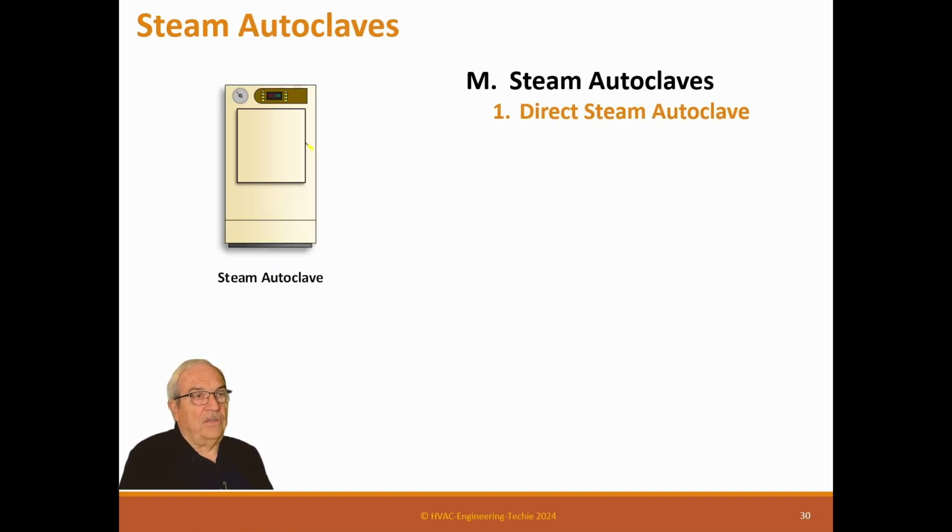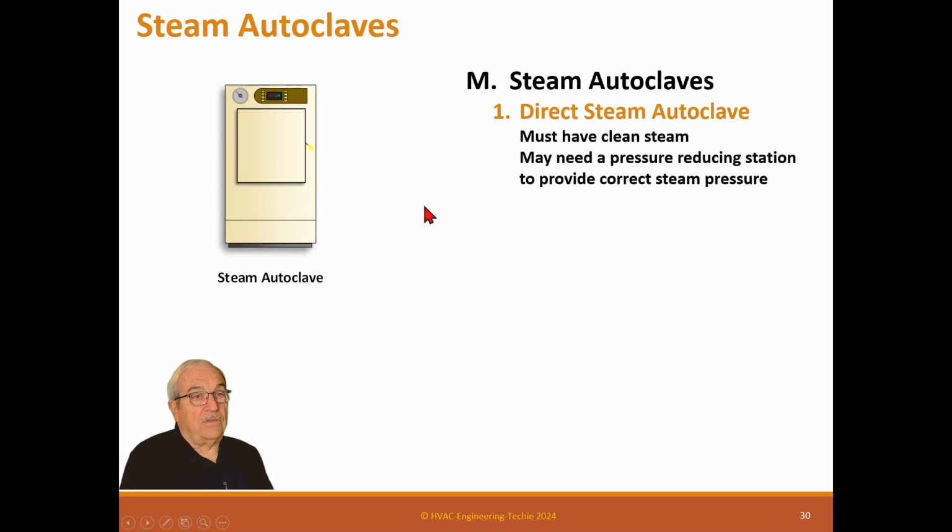Now steam autoclaves are used in hospitals to clean the operating utensils and operating materials. They heat them to a temperature high enough to kill all pathogens and all viruses. They're already washed, but now they're going to be steam cleaned, and that is why they use steam autoclaves. They must have clean steam. You can't use dirty steam inside an autoclave.